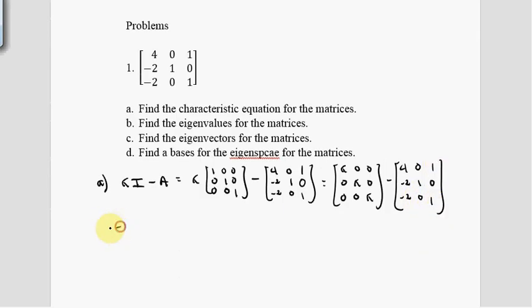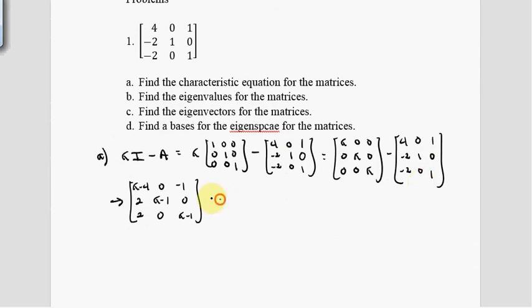So here we end up with lambda minus 4, 0, negative 1, 2, lambda minus 1, 0, positive 2, 0, lambda minus 1. That little negative right there, you've got to be careful with that, right? So it's minus all those terms in this matrix A.